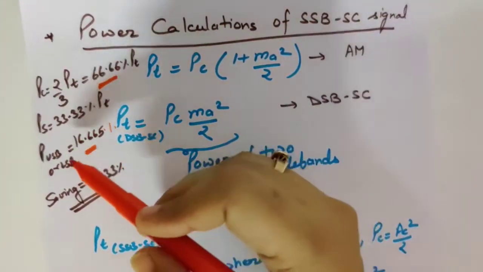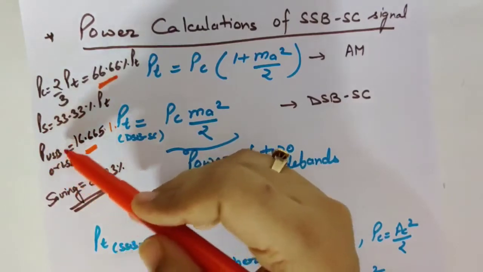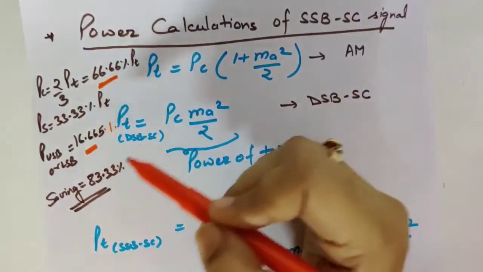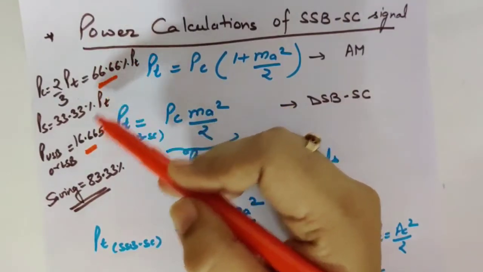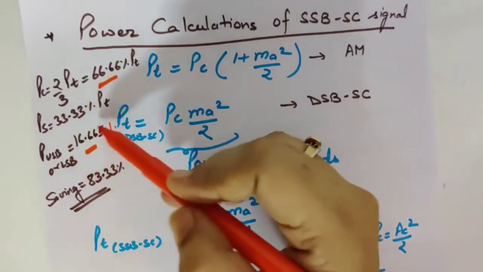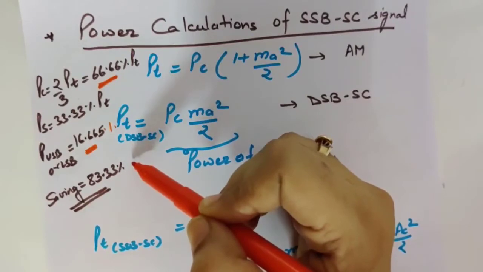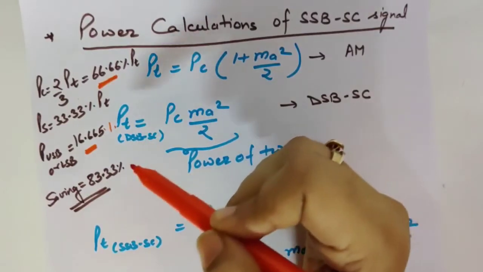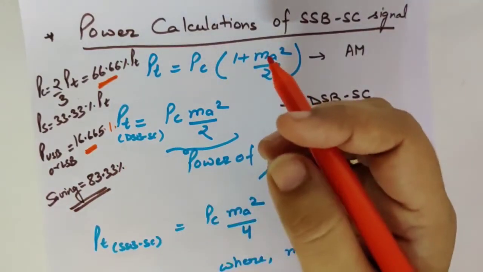As we are sending two sidebands, we have the upper sideband and lower sideband. If we want only one sideband power, this is half of the sideband power, that is 16.66%. So you saved the carrier 66.66% plus one sideband power 16.66%, so you are saving approximately 83.33% of total power in single sideband suppressed carrier. So it requires less bandwidth as well as less power as compared to the double sideband suppressed carrier or AM.